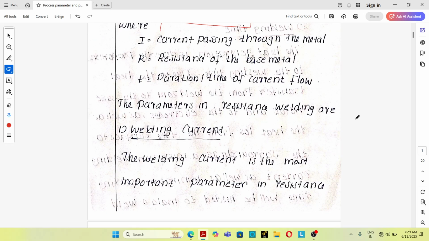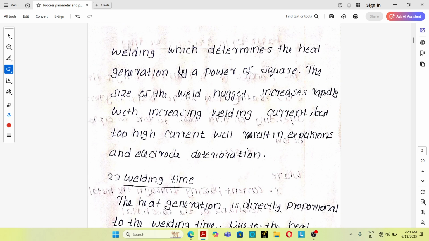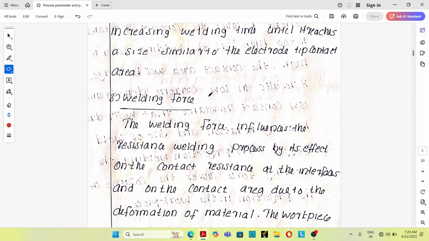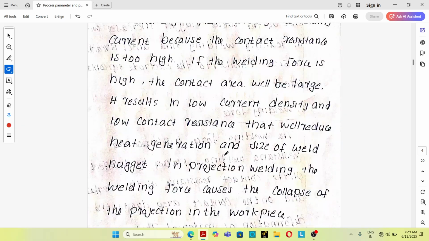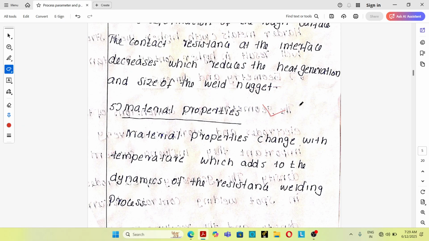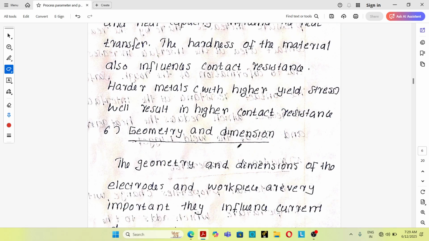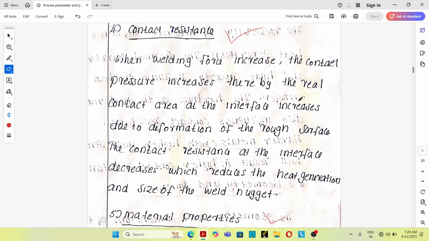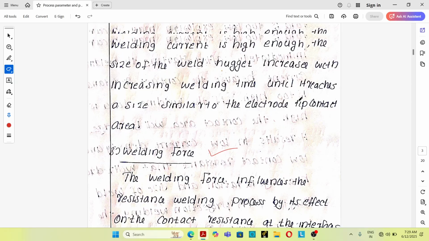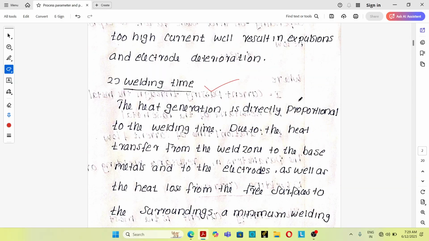So parameters in resistance welding process. There are mainly 6 parameters in resistance welding process: welding current, welding time, welding force, contact resistance, material property. Last one is geometry and dimension. So I will discuss one by one what are the important points regarding each parameter. So first one is welding current.